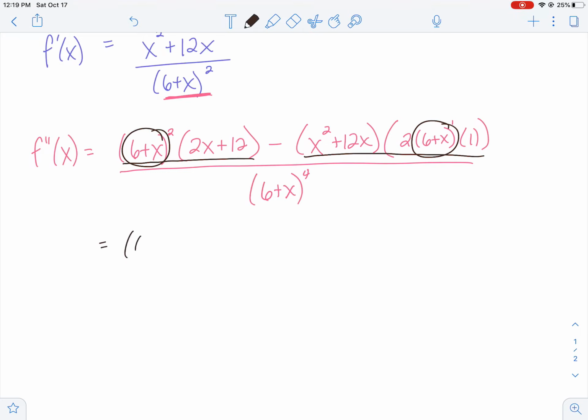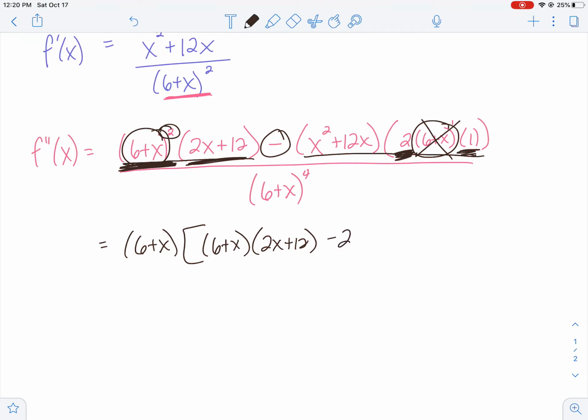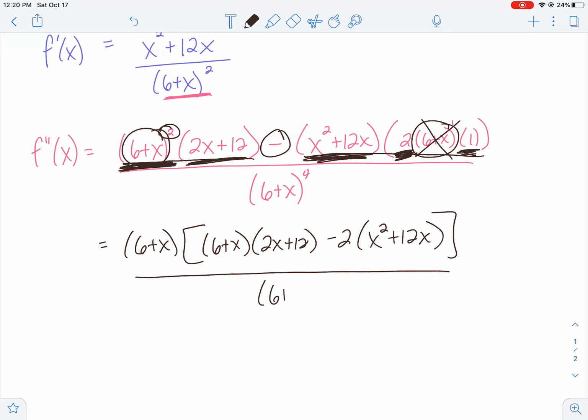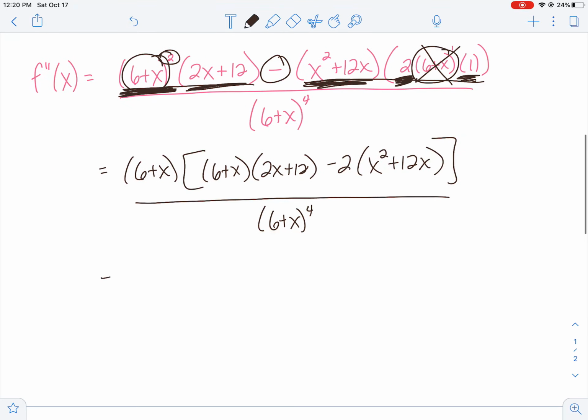So when I take out the GCF of the 6 plus x, I'm going to leave all my leftovers. If I take out one 6 plus x, then I have 1 left because there was originally 2 of them, right? I also have this 2x plus 12 left. If I took out the 6 plus x in this term, then I still have a 2 times a 1, which is just 2. I have a negative, so I can really say negative 2. And I have this quantity of the x squared plus 12x. So this is all my leftovers. I'm going to go ahead and simplify those leftovers by FOILing or distributing through all of the pieces.